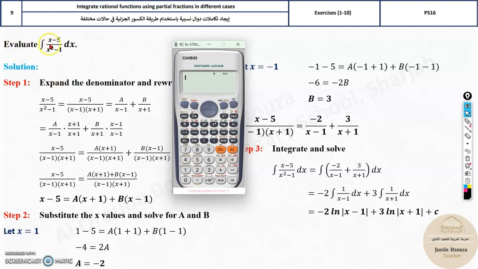Now over here, when you're evaluating, first thing you should assume an x value. Make sure the x value will not make these terms negative.